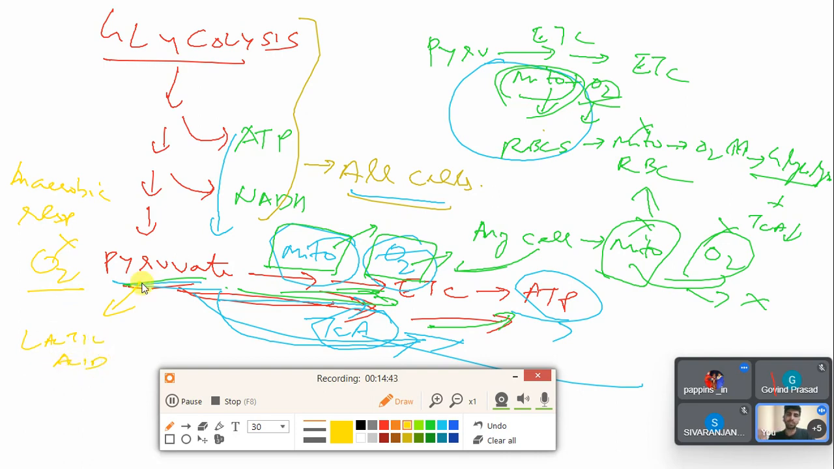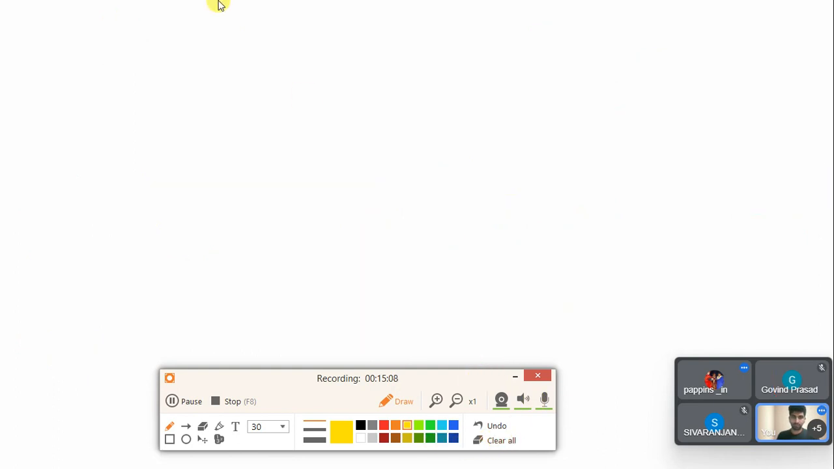So basically, either it goes to aerobic respiration or it can go to the anaerobic one. In anaerobic it will form lactic acid, while in aerobic, pyruvate goes into the ETC and then ATP is formed. And the RBCs don't have the TCA cycle. So this was it.